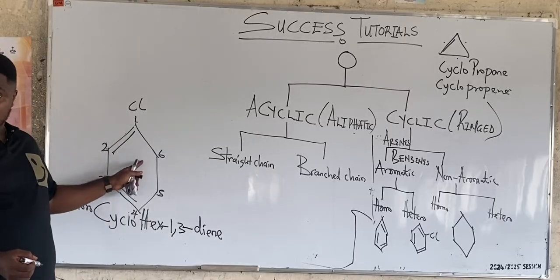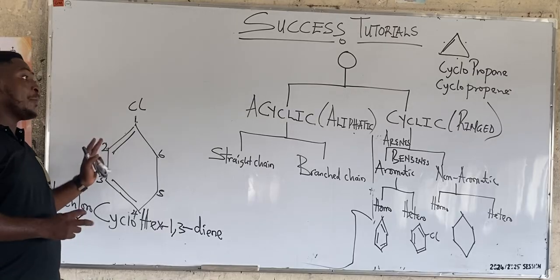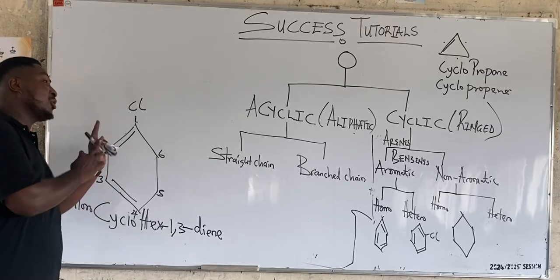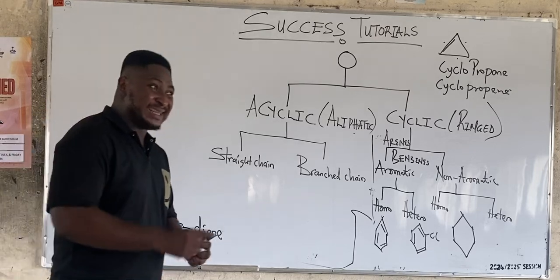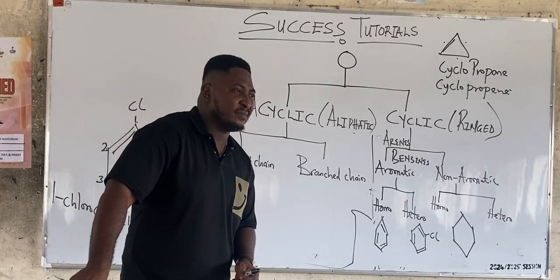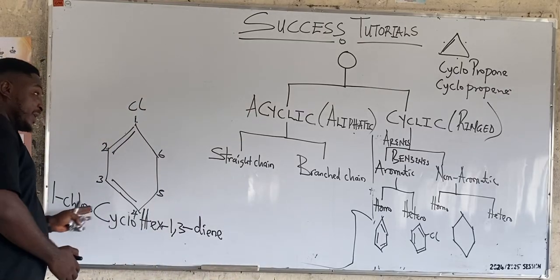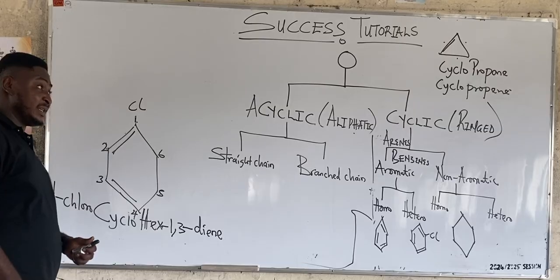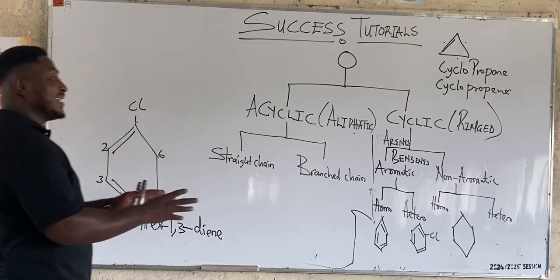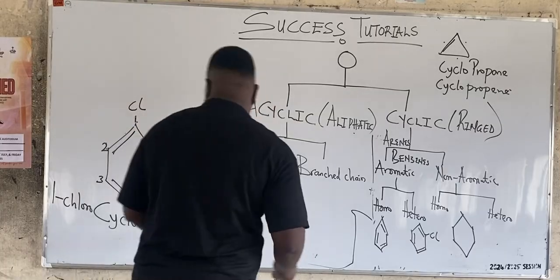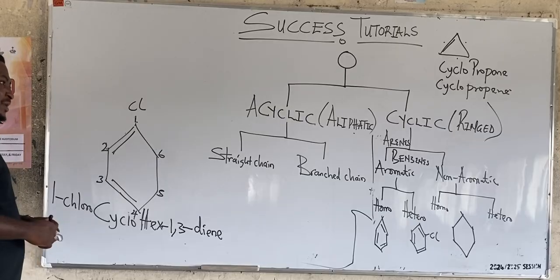Cyclohexa-1,3-diene. Because the parent name of this compound must always end it. Before chlorine came in, what was the parent name? Cyclohexa-1,3-diene. When naming organic compounds, the last name must be the parent name. So every branch should come first before the parent name. So 1-chlorocyclohexa-1,3-diene. Are we together, class? Yes. This is structural classification of organic compounds. Structural classification of organic compounds.